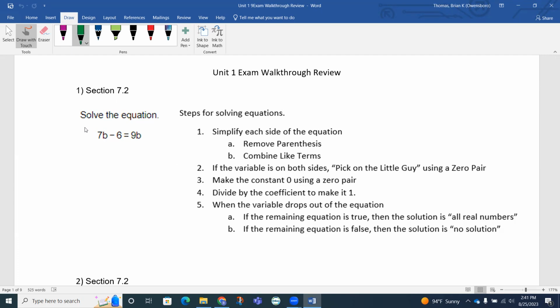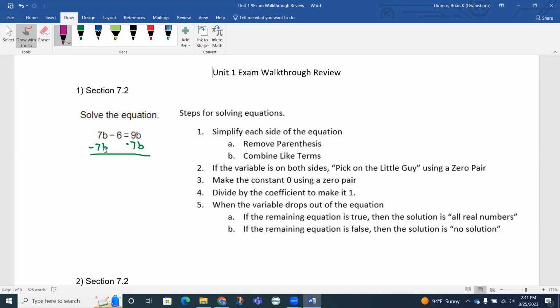So my first step is to use a zero pair, which means I want to use something with the opposite sign. The opposite of a 7b, what I do is I add a negative 7b, or subtract 7b, if you will, and I add a negative 7b over here. Remember, that's the property of equality. Whatever you do to one side, you have to balance it with the other side. Then I draw a little line, and then I simplify.